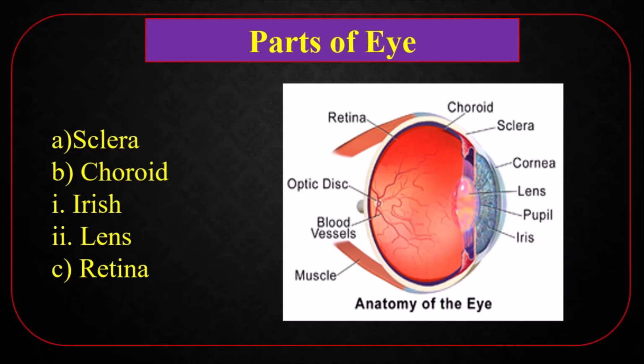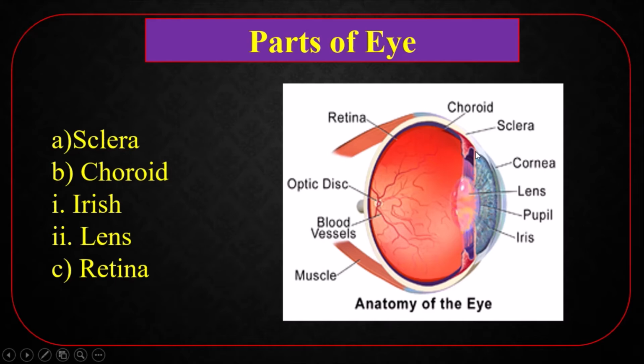Number C, retina. The inner layer or innermost layer of the eyeball is retina. It is the light sensitive layer which consists of rod and cone cells. The lens divides the eyeball into 2 chambers. The front chamber is filled with watery fluid and the chamber at the back is filled with jelly-like fluid. The fluid helps light to enter the eye, supplies nutrients and controls the shape of the eyeball.